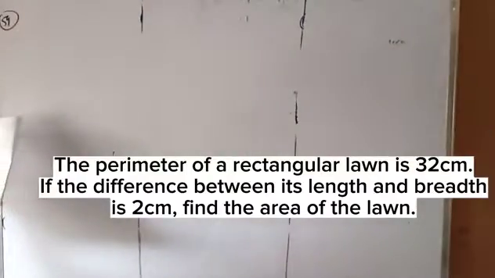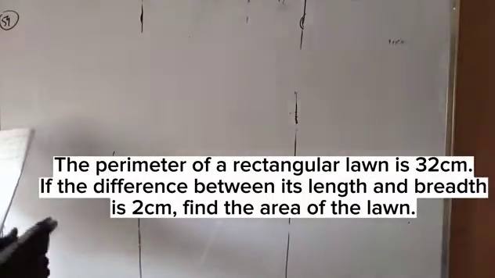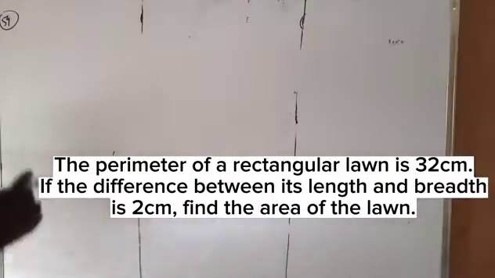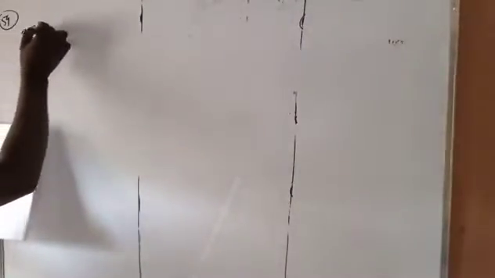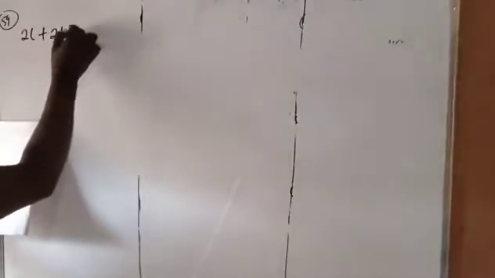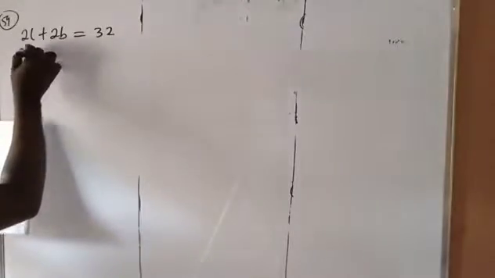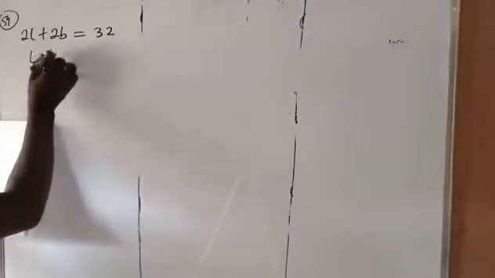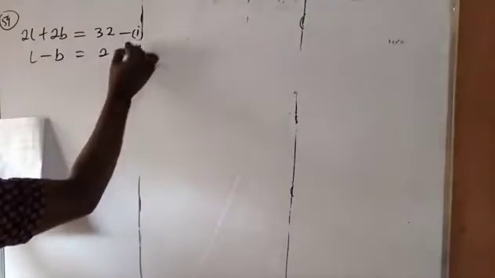Question 59. The perimeter of a rectangular lawn is 32 centimeters. If the difference between its length and breadth is 2 centimeters, find the area of the lawn. So this will lead to a simultaneous equation. Perimeter of a rectangle is 2L plus 2 breadth, and it's given to be 32. Difference between the length and breadth, which is L minus breadth, equals 2. Equation 1, equation 2.